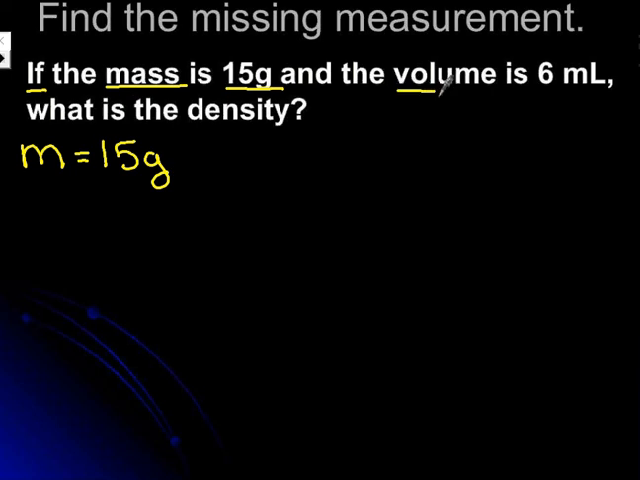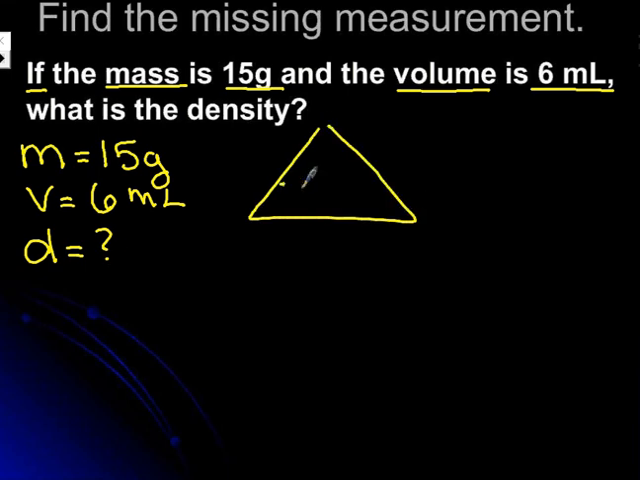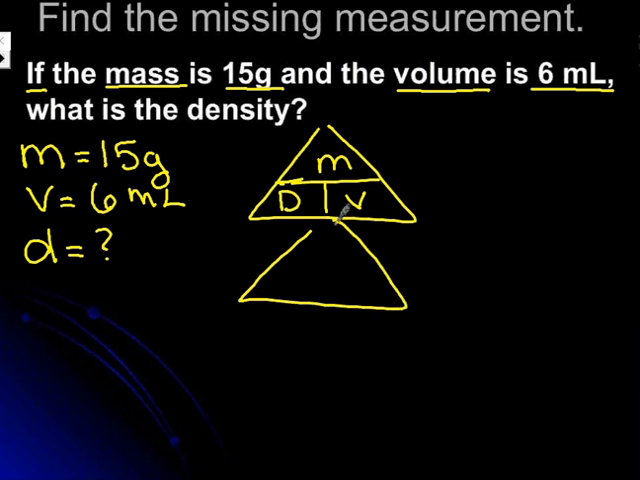And the volume is 6 milliliters. I stop and I write V equals 6 ml. And then the last thing it says is, what is the density? D equals question mark. Notice I did not try to read that whole problem through all at once. I stopped. So I'm going to take my triangle that we saw on the last slide, and we're going to say that density equals mass over volume, M over V. And I am going to use this to plug in and solve for what I need.